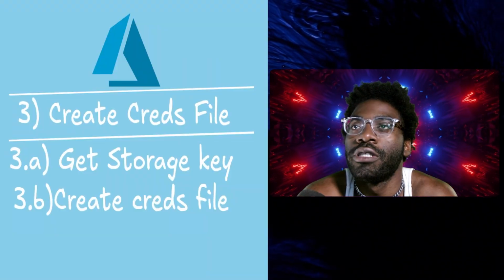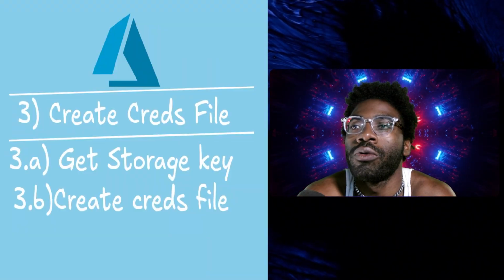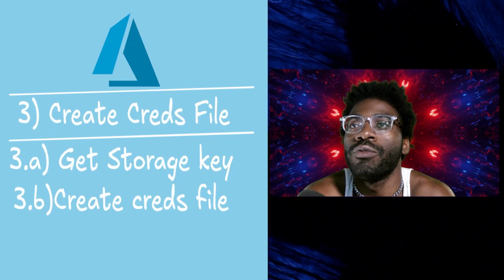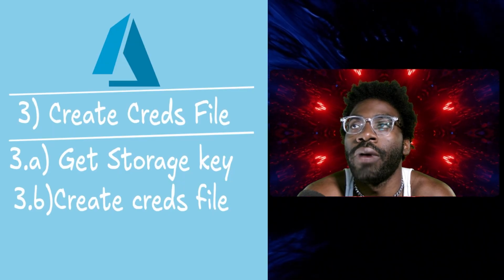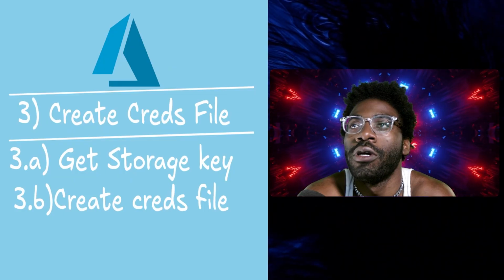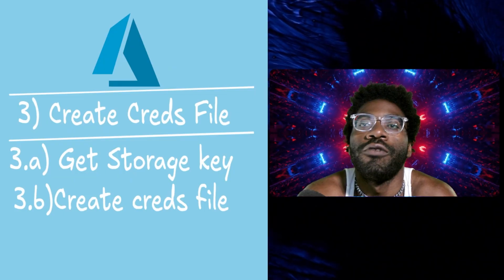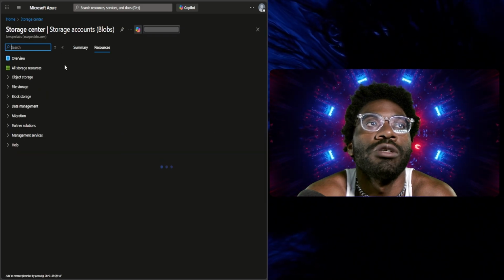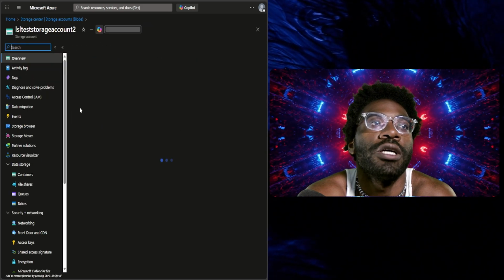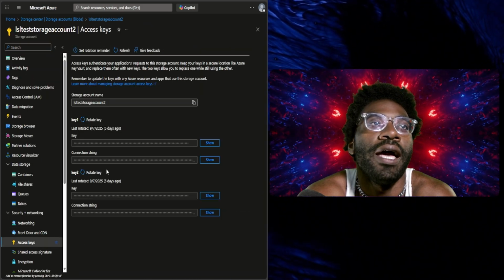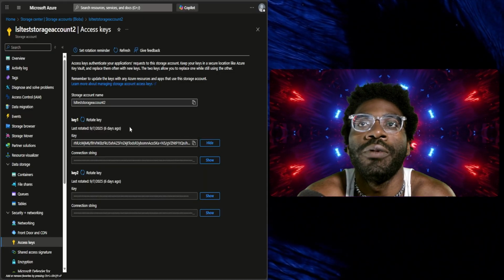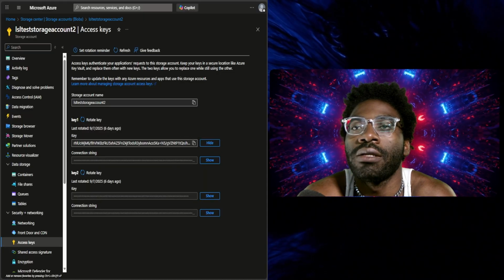We can now move on to step 3, which is to create our credentials file. In order to do this, we'll be getting our storage account key from Azure, and then we'll also be creating a file on our Linux server called smb creds. First, you hop back into Azure. You click storage accounts, click your storage account again, scroll down to access keys, and then you want to show one of your access keys and copy it to clipboard.